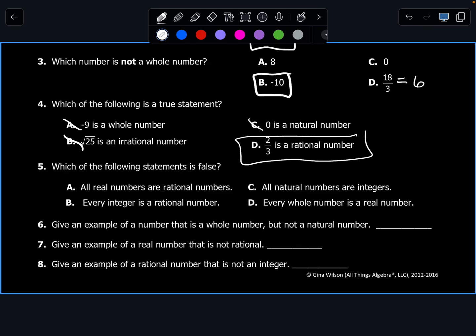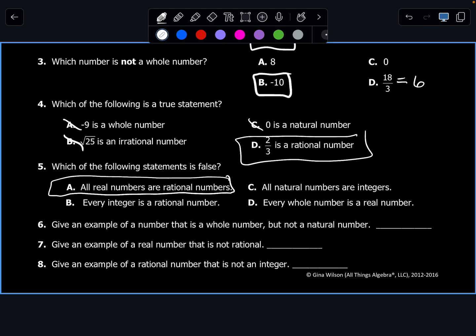Which of the following statements is false? All real numbers are rational numbers. Is that false? Every integer is rational. All natural numbers are integers. Every whole number is a real number. A, because remember, a real number can be an irrational number, right? It's not just rational, but irrational as well.